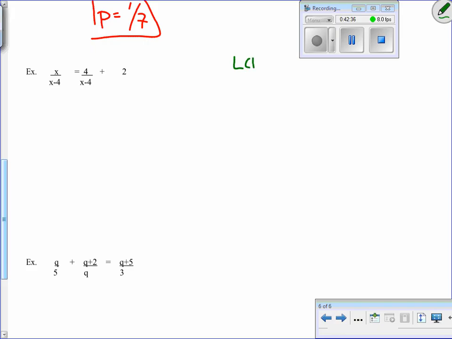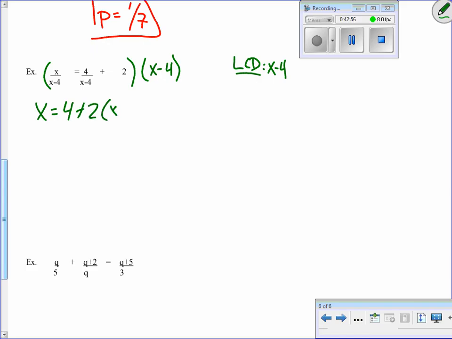LCD here. If I look at all my denominators, all I see and all I need to include here is x minus 4. So multiply the whole thing by x minus 4. If I do that, the x minus 4s will cancel on both the left and right sides, and I'll get x is equal to 4 plus 2 times x minus 4. So we get x is equal to 4 plus 2x minus 8. So what we get here is negative x equals negative 4. We get x is equal to 4.